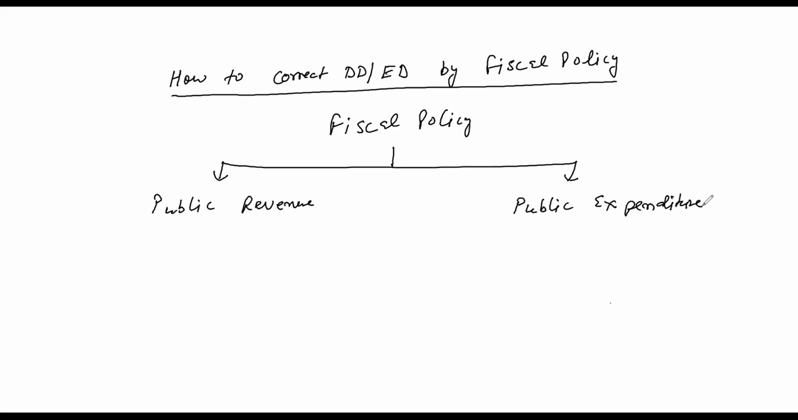First of all, public revenue: how the government earns its income, means what the government has as a source of its income. As you know, the major source is taxes. So government has revenue through its taxes. As you know, the taxes are of two types, direct taxes and indirect taxes. Second one is deficit financing.